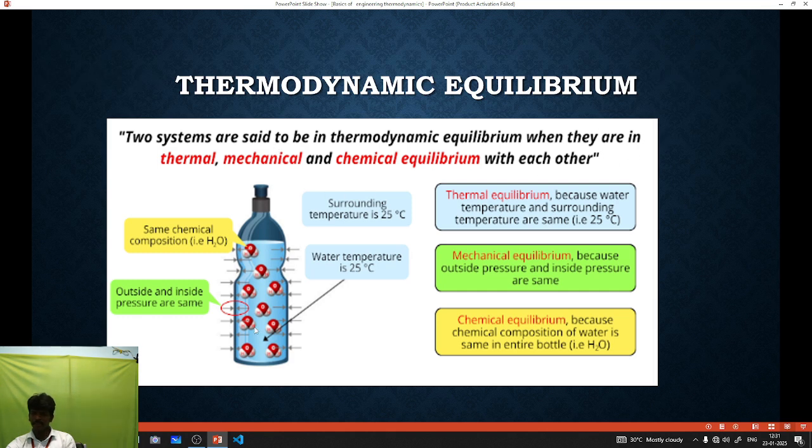Two systems are said to be in thermodynamic equilibrium when they are in thermal, mechanical and chemical equilibrium. We have a container containing water at 25 degrees Celsius. Wherever we measure, it is 25 degrees Celsius. The surrounding temperature is 25 degrees Celsius, and the water temperature is also 25 degrees Celsius. Wherever we take a measurement, the chemical composition is H2O. Also the outside and inside pressures are the same. These are the thermal, mechanical and chemical equilibrium.